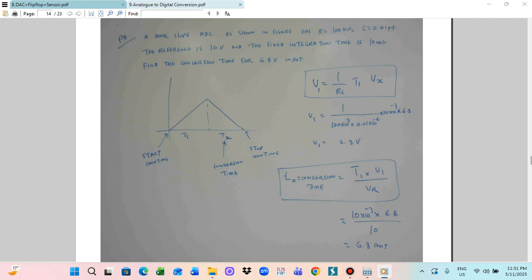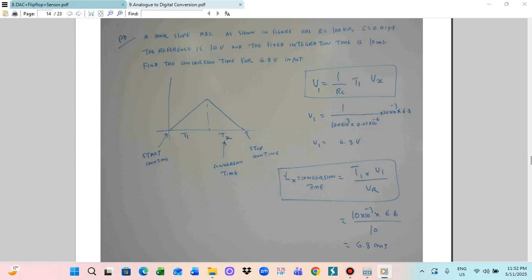After you get V1, you also need to find the conversion time. So in this case, we have to find the conversion time. The conversion time formula is this one: TH is the conversion time, equal to T1 multiplied by V1 divided by V reference.